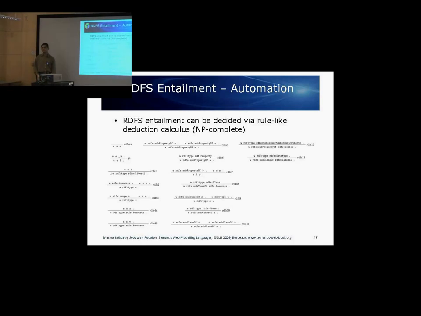RDFS entailment? RDFS entailment is basically being able to infer additional facts using the information which you already have. Let's say that I have a statement that I am a student, and then there is a schema level information which says that student is a human. Then being able to infer that I am a human.